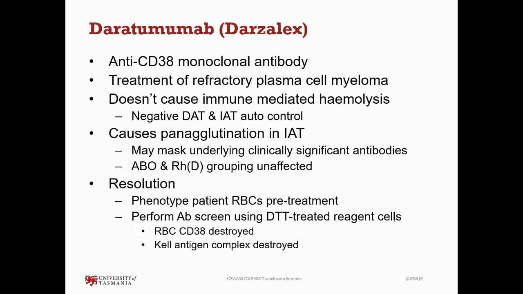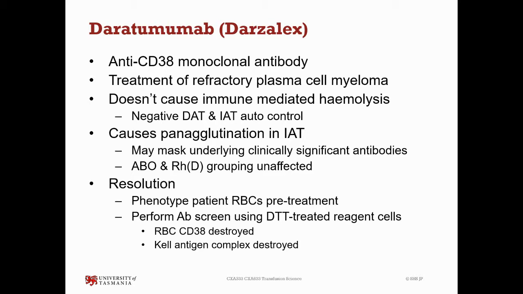So it still causes agglutination in our indirect antiglobulin test, in our screening cells, and it can still hide an underlying alloantibody, just like these autoimmune autoantibodies. Daratumumab is an anti-CD38 monoclonal antibody, and it's used because CD38 is a glycoprotein expressed on many blood cell types, and it's highly expressed on plasma cells, so that's why it's used. But unfortunately, it's also expressed on the surface of red blood cells to a varying degree.